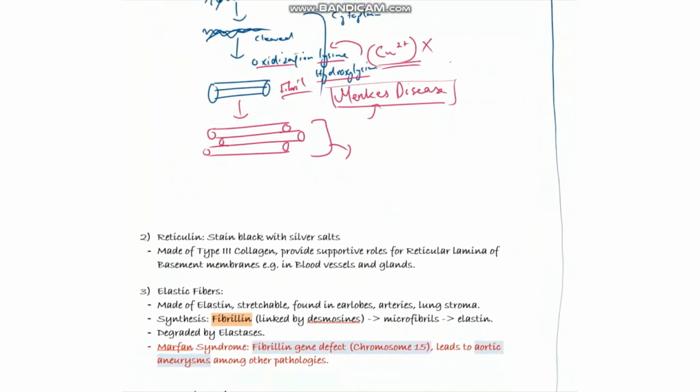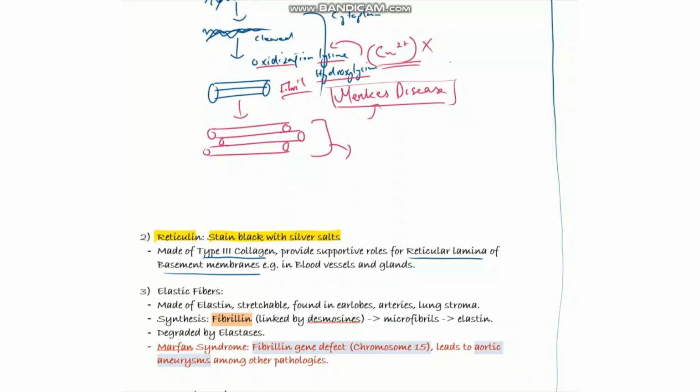Reticulin we've studied before. It is type 3 collagen. The reason why we're doing it separately is because it is stained black with silver salts. Unlike collagen, which was stained pink, remember, it is stained black with silver salts. And it is made of type 3 collagen. We've studied this before, and it is present in the reticular lamina of basement membrane. So any problem with the type 3 collagen would lead to problems in the basement membranes and reticular connective tissue, which we will study in a bit.